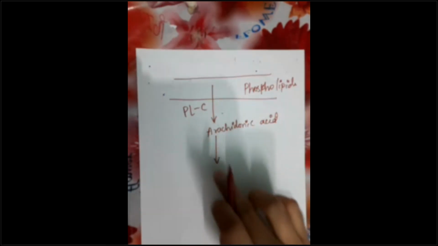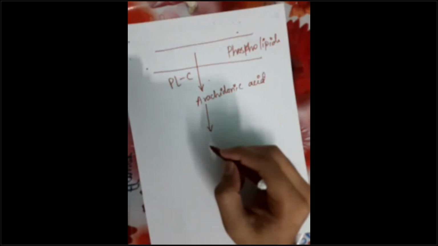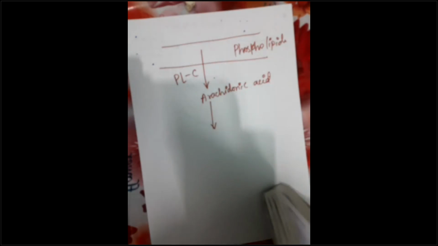Now, this arachidonic acid, what is it? It is a derivative of your phospholipid. This arachidonic acid will now form what? I did not revise, so I'm just recalling. There are two pathways, the lipoxygenase and the cyclooxygenase. One second.